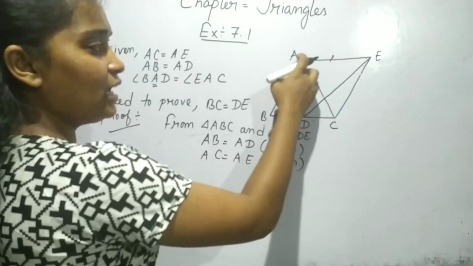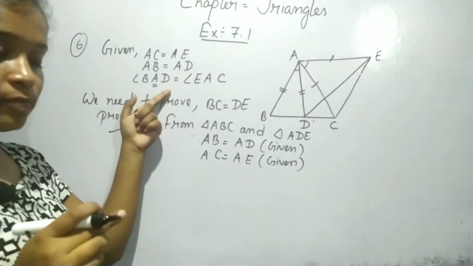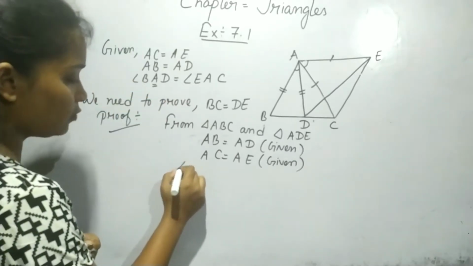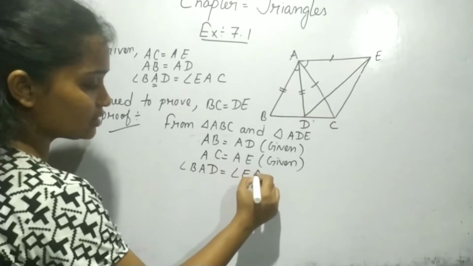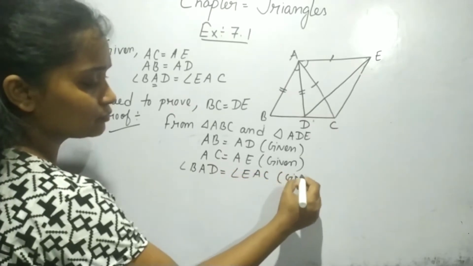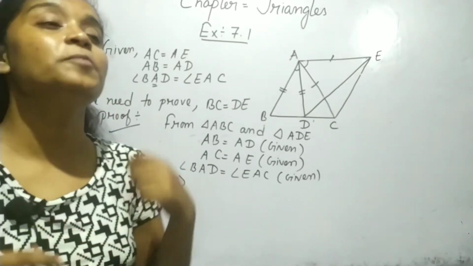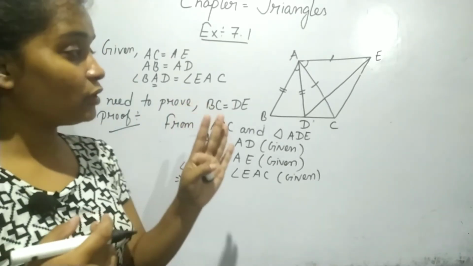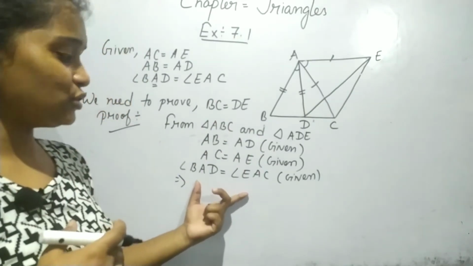EAC. But I am taking EAD. Yeah, so they are creating a problem. First of all, you write what is given: angle BAD is equal to angle EAC, as it is given. Now I have to do something. Whatever given conditions are there, you have to use only that one. But how can I use that? I will check.